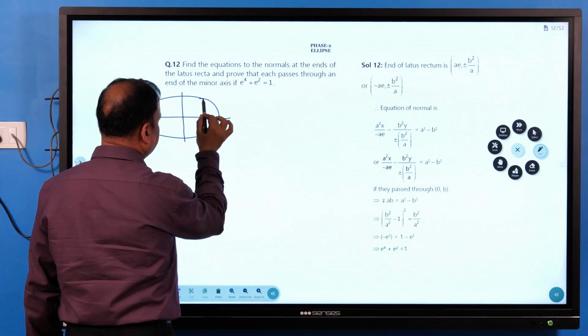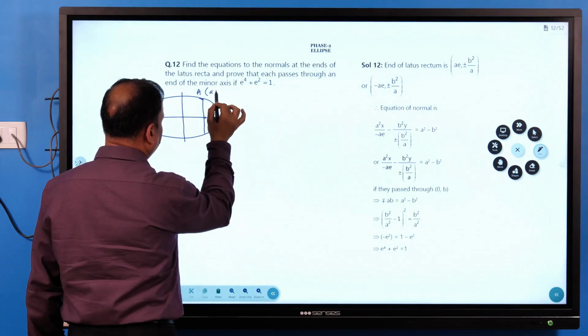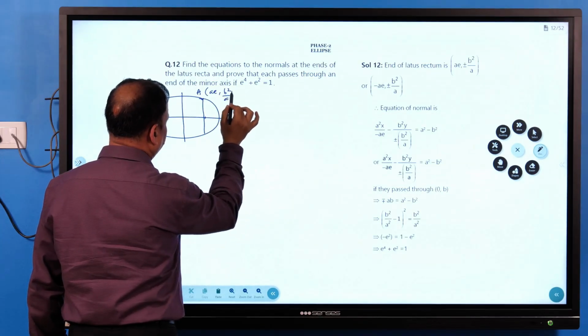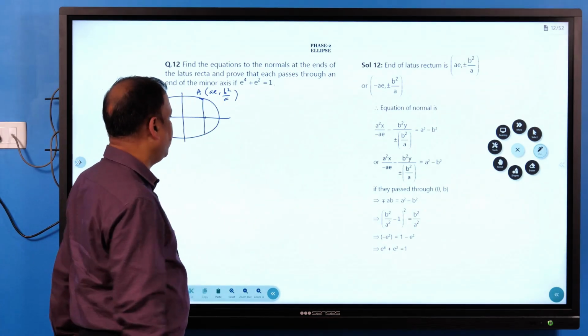So this is the focus. This is latus rectum. End of latus rectum, suppose you call it A. So this will be (ae, b square upon a). This will be (ae, minus b square upon a). Total length of latus rectum is 2b square upon a.